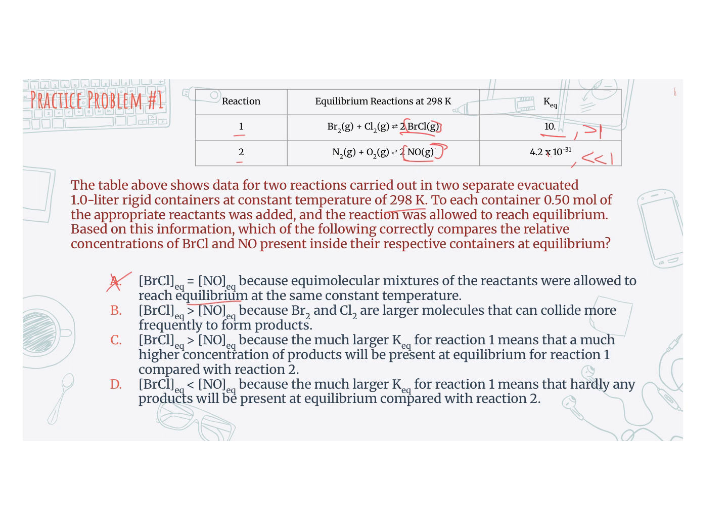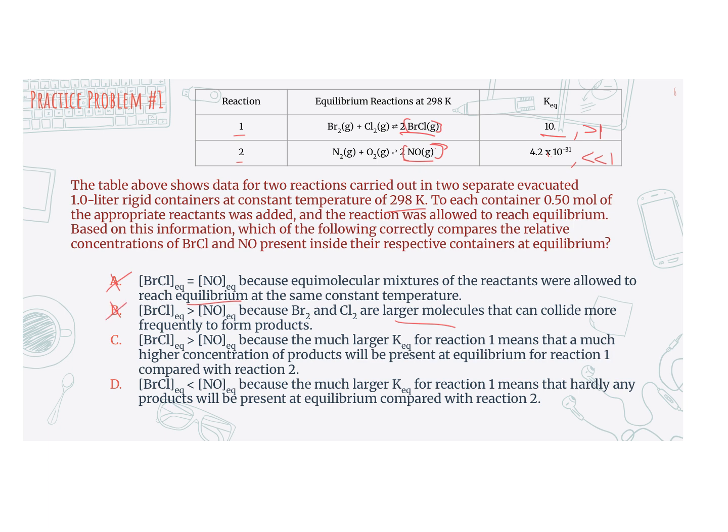This one says BrCl is greater than NO because Br2 and Cl2 are larger molecules that can collide more frequently to form products. Remember that the direction of a reaction doesn't necessarily have anything to do with the size of the molecules. Collisions, of course, are happening, but the fact that it's a larger molecule has nothing to do with the fact that this reaction wants to go forward. And so B also can't be the correct answer.